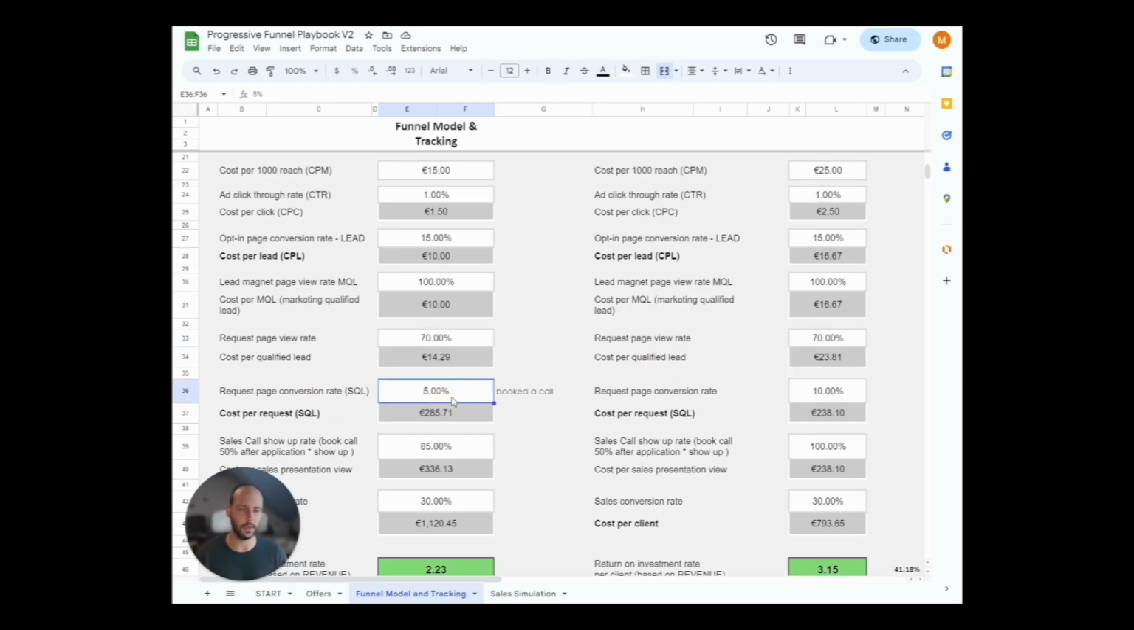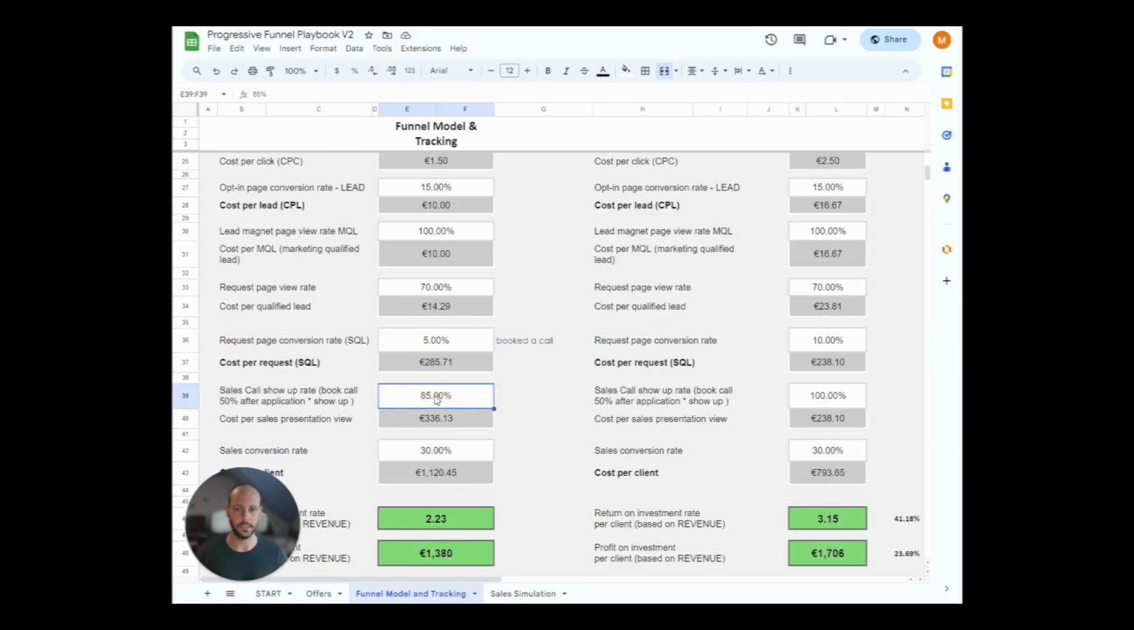And then 5% minimum should book a call with you. If it is a book a call funnel, if it's a sales funnel where they buy a low ticket offer, then you have totally different conversion rates. Then it's a different funnel. So this is now for B2B lead generation to get people to book a call with you.